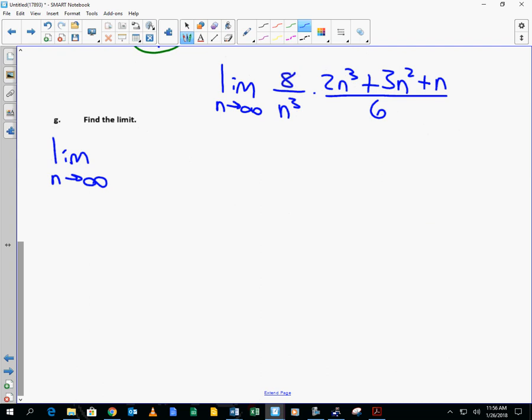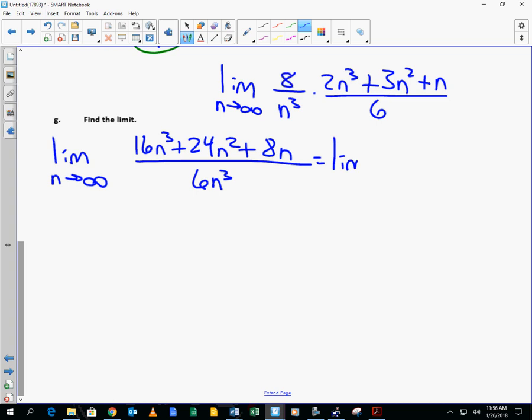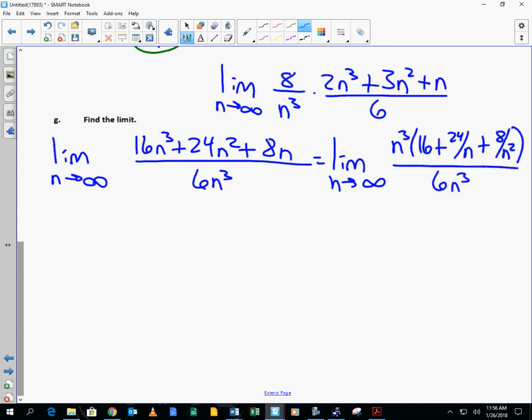What do I have on top? So how do I do these limits and what do I factor out? Factor out an n cubed. I get 16 plus what? Plus, and that's all over 6n cubed. What happens? The n cubes cancel.